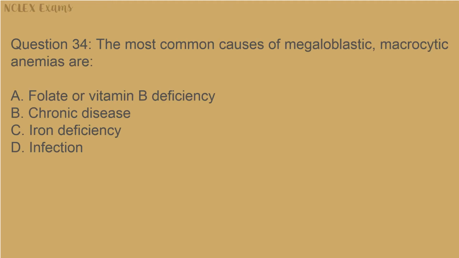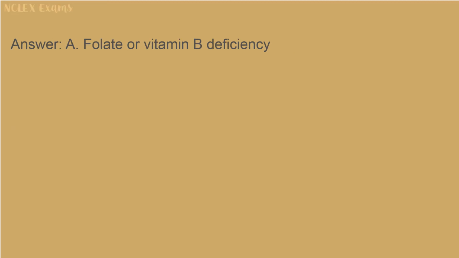Question 34. The most common causes of megaloblastic, macrocytic anemias are: A. Folate or vitamin B12 deficiency. B. Chronic disease. C. Iron deficiency. D. Infection. Answer: A. Folate or vitamin B12 deficiency.